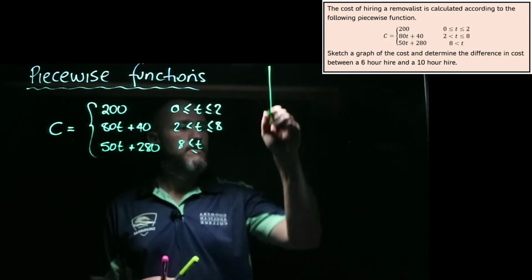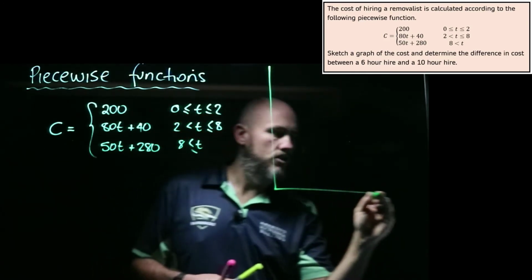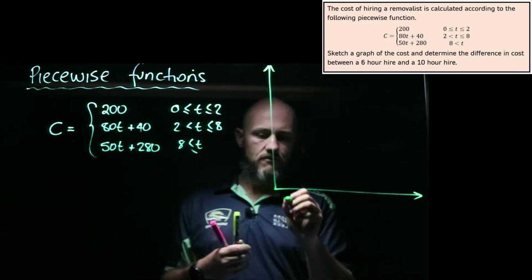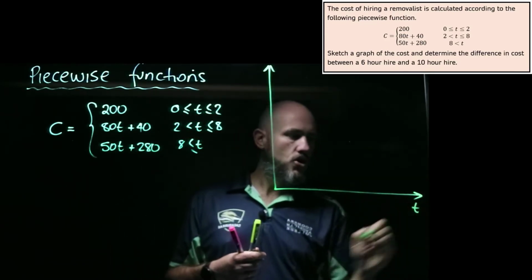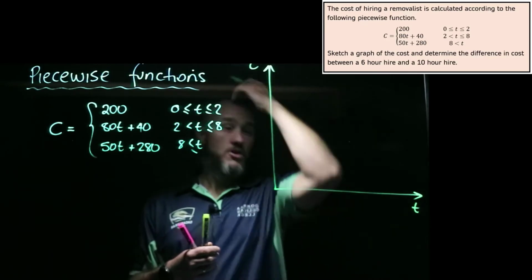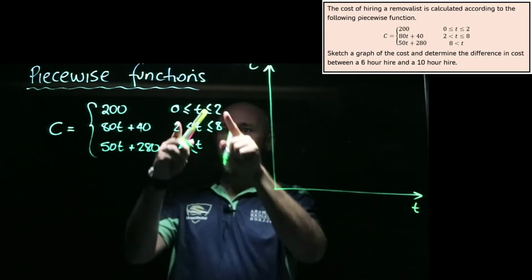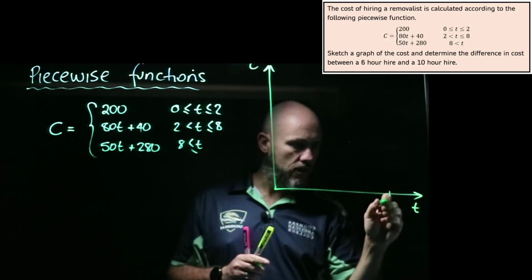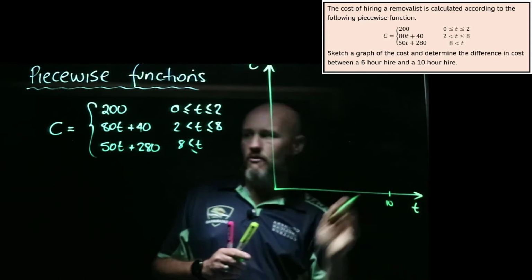So let's sketch it first of all. It is an increasing function. Makes sense to be an increasing function because costs wouldn't go down for a certain amount. And so we have the time that it's hired for and the cost of hiring this company. Starting with, t goes up to 8. So I'll put 8 here. I'll say 10 is about there. So we've got a little bit of space to go over.